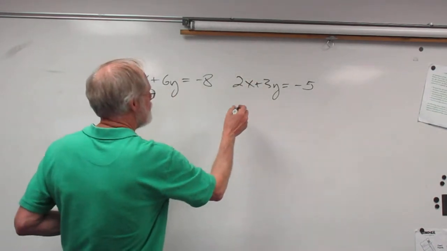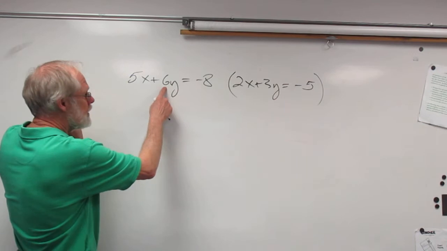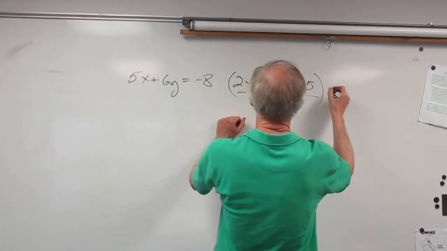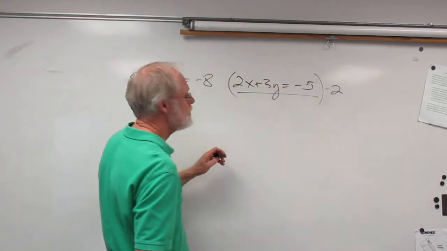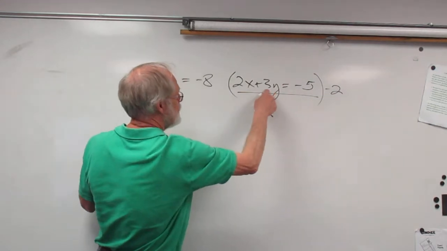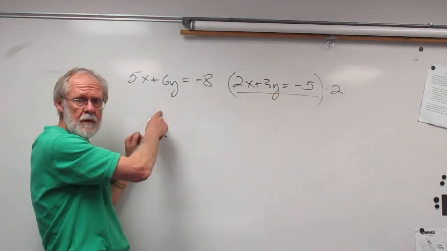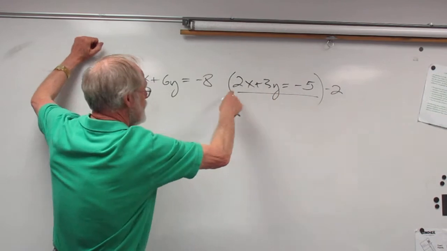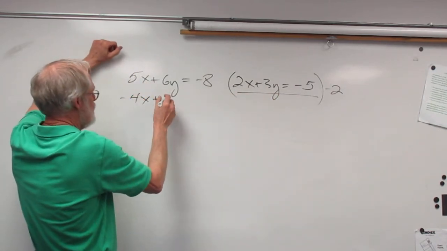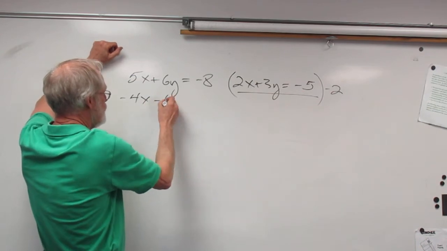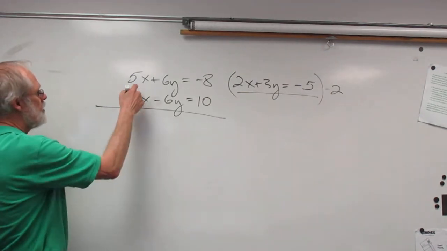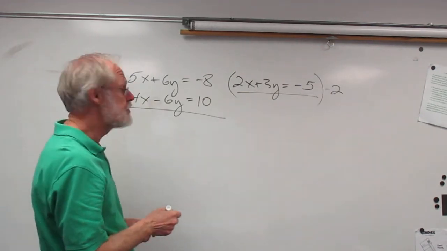So here's what we're going to do. Notice that 6 is twice 3. So if I take this entire equation and multiply every term by negative 2, I'm going to get a negative 6y, this times this, which will cancel out with my positive 6y. So when I do this, multiply by negative 2, I get negative 4x minus 6y equals 10.